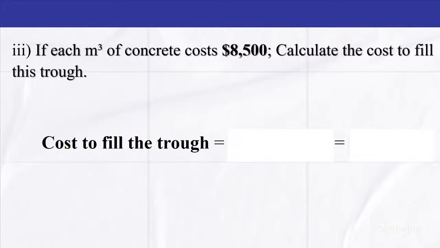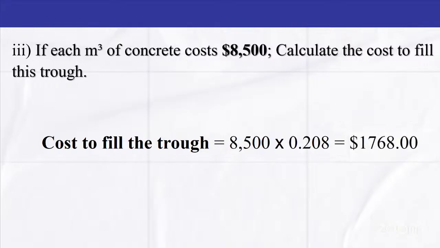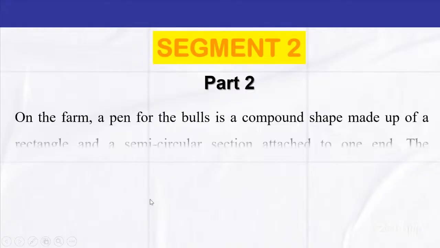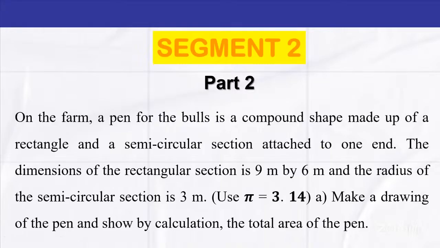Okay, S. Thompson says multiply 0.208 times 8,500. All right, sounds great. And so she got $1,768. So it would cost that amount of money to acquire the amount of concrete needed to make the trough. Great, thank you so much. And so here's the other part. On the farm, a pen for the bulls is a compound shape.